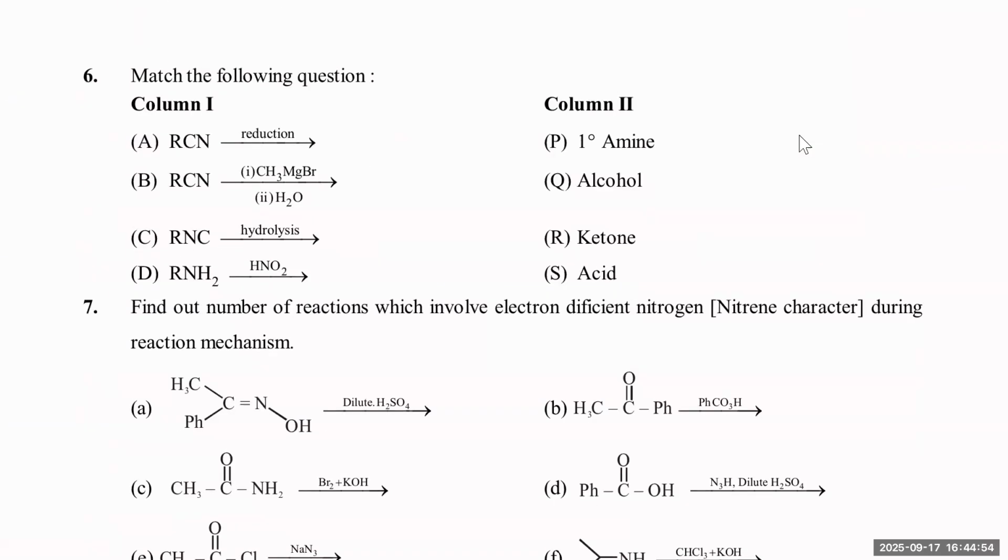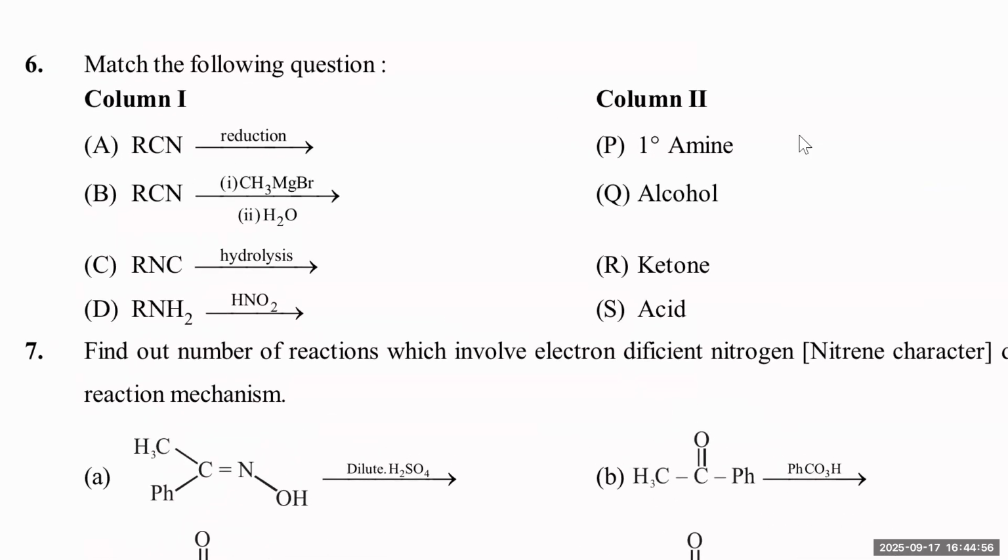See the sixth one. When you reduce cyanides, you'll get RCH2NH2. And when you react with Grignard's reagent, first you'll get RC double bond N minus MgX plus CH3, and thereafter on hydrolysis we'll get C double bond O CH3. So what are we getting? We're getting a ketone. Isocyanate on hydrolysis we'll get NH2 plus CO2. Clear? You'll get primary amine and CO2 here.